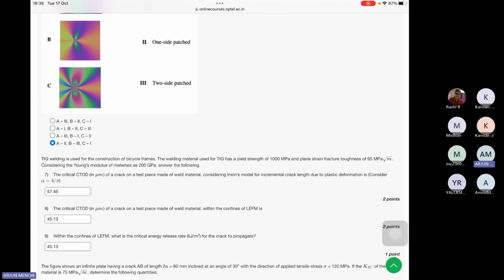So, second question: I just took the formula delta equal to alpha into K1 square by E sigma ys. Yes, sigma ys. Yeah, so that will give the answer straightforward.